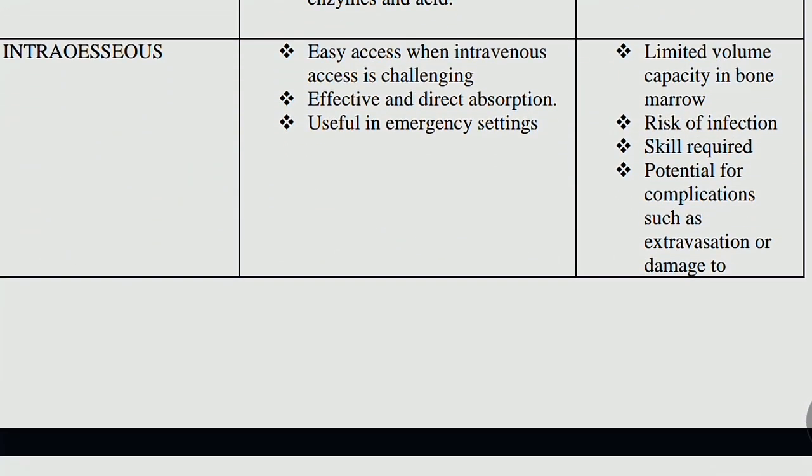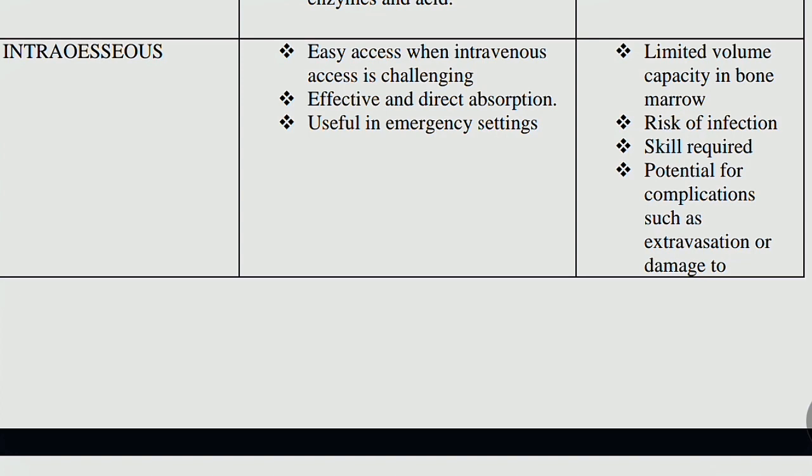Let's talk about intraosseous. So when we talk about intraosseous administration, you'll be able to see that one, easy access when intravenous access is challenging. Yes, this one is true. Effective and direct absorption. Yes, because you are injecting directly into the bone. Useful in emergency settings. Yes, it's quite quick, has a quick onset.